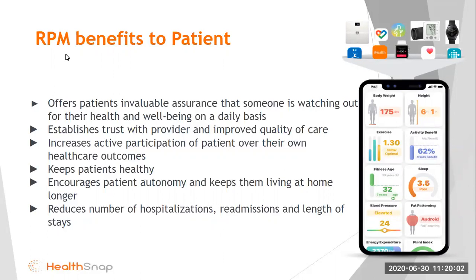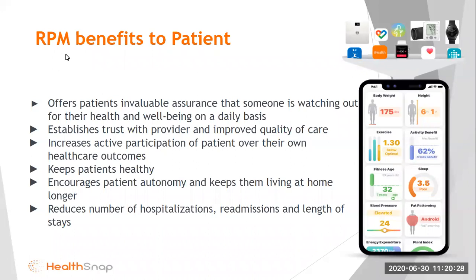Also, it encourages autonomy with our aging population. This is critical. We want to keep them living at home as long as possible, and they want to be autonomous. They want to be able to do this, so this helps support them to do that. Also, we need to look at the bigger picture: RPM benefits will also help reduce the number of hospitalizations, readmissions, and length of stays.